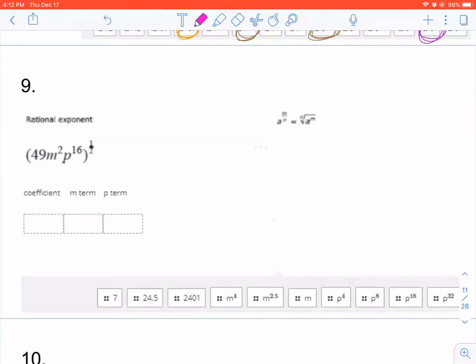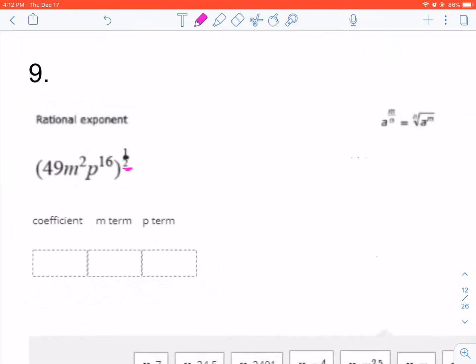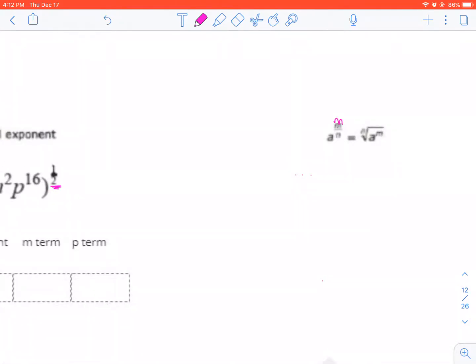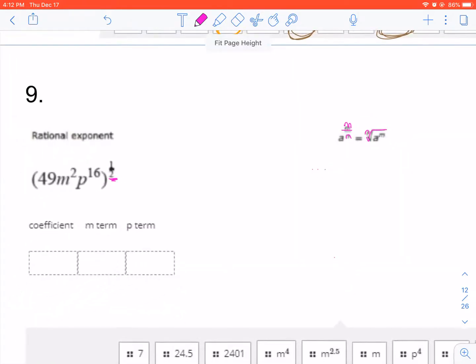Question number 9 on Schoology. We have a rational exponent. And what that means is that we have a fraction as our power. And over here, you can see our rule. It says m over n, so that's our fraction. And then that n value is going to be your root. And in this case, because that's a 2, it's going to be like our square root.